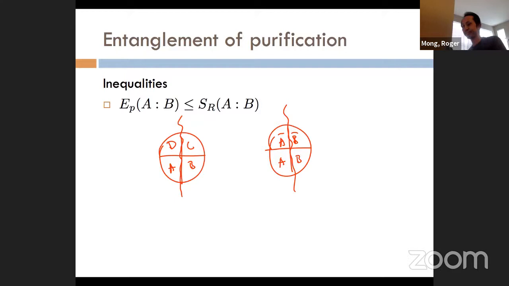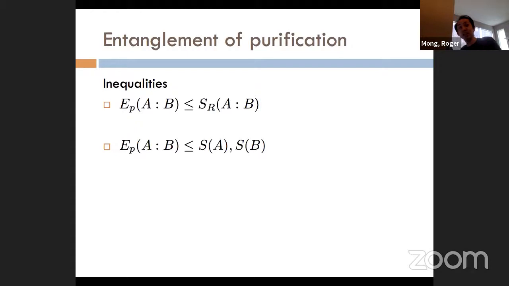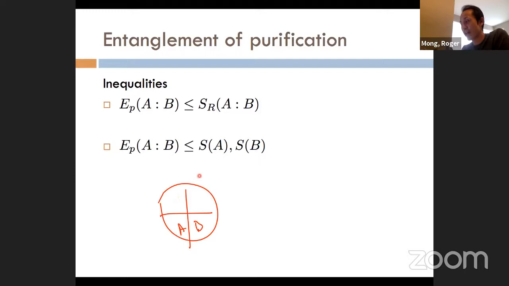All right, so the other property is that EP is also less than S of A and S of B. And the way that I'm going to show that is, for example, to show that EP is less than SA, if I have AB and I have some purification, it doesn't matter what the purification is, I'm just going to throw everything I have into one side. So in other words, I'm going to set D to be empty, and I'm going to have C equal to everything. And in this particular case, the entanglement between AD, the left half, and the right half is exactly the entanglement between A and everything else. So because I can construct this particular purification, once again, EP needs to be less than that because EP is an optimized minimum.